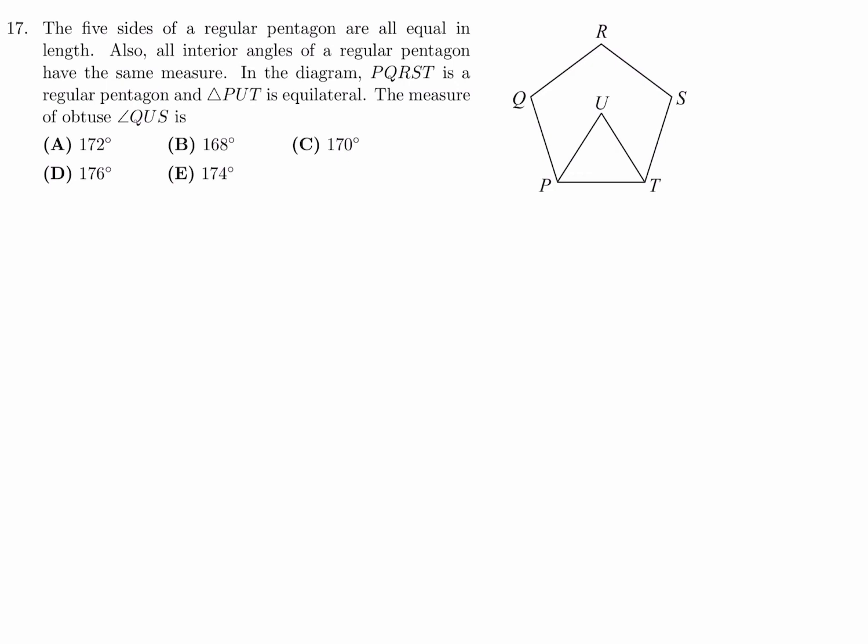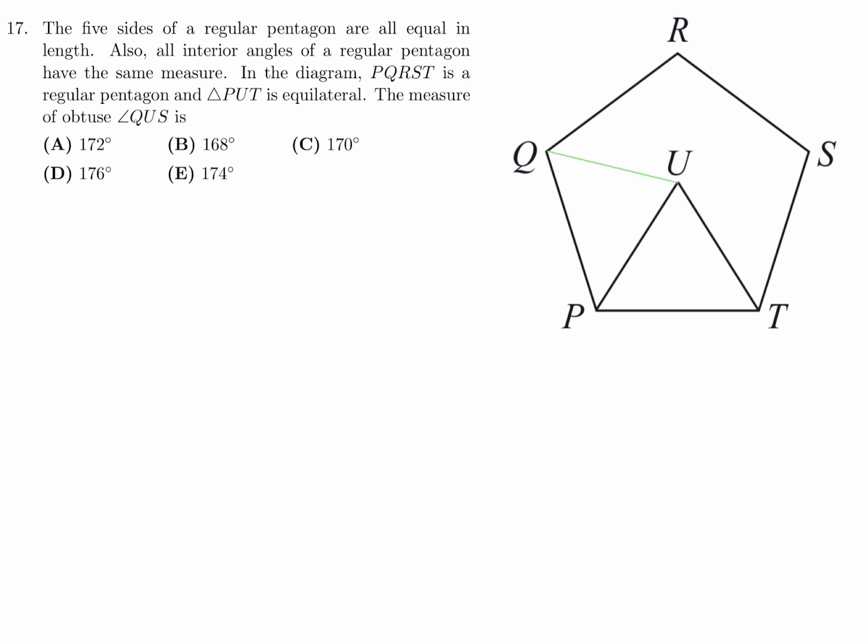The 5 sides of a regular pentagon are all equal in length. Also, all interior angles of a regular pentagon have the same measure. In the diagram, PQRST is a regular pentagon, and PUT is an equilateral triangle. The measure of an obtuse angle QUS is.